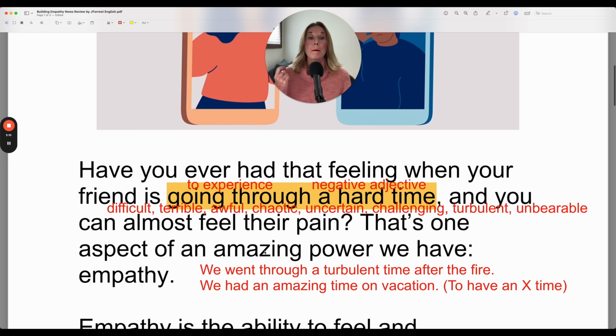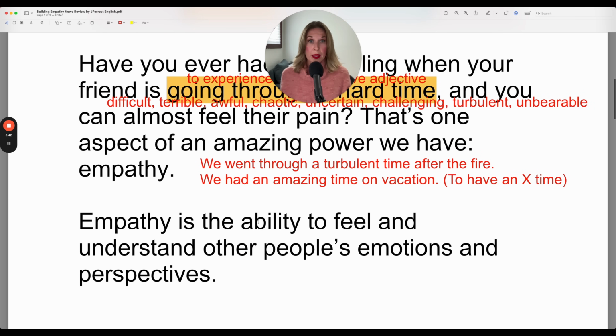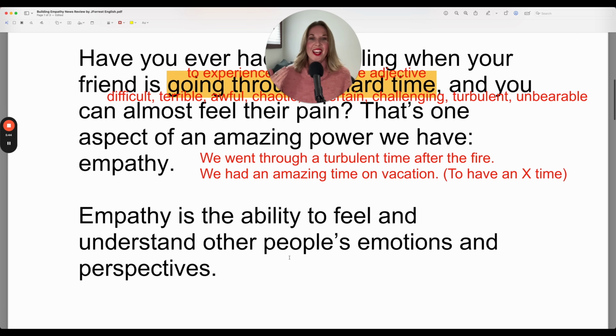That's one aspect of an amazing power we have, empathy. So remember, empathy is about feeling and understanding what someone else is going through. Now, generally, we use this with negative situations, which is why I used what someone is going through, because the adjective choice would be negative. Empathy is the ability to feel and understand other people's emotions and perspectives.